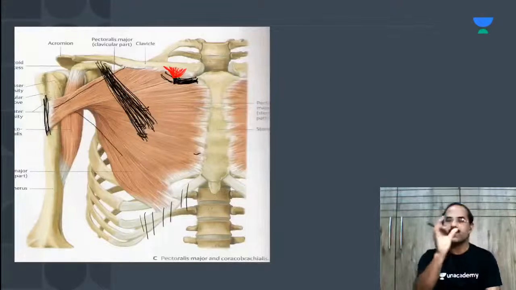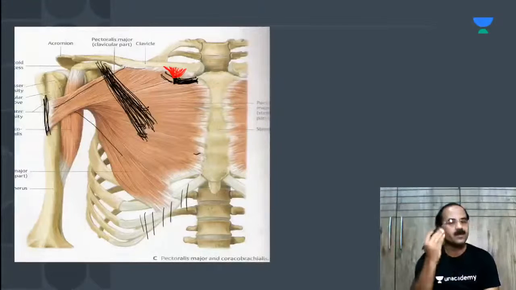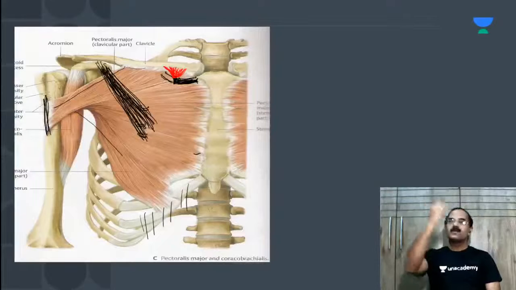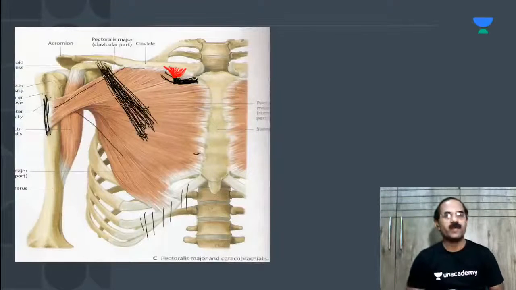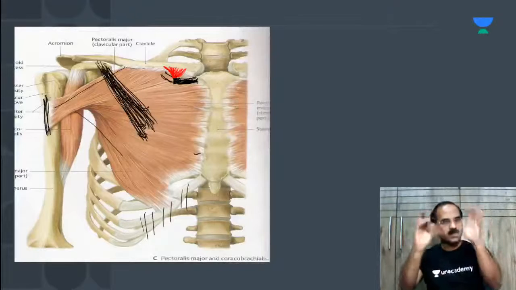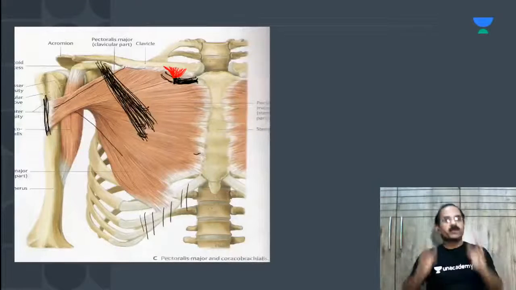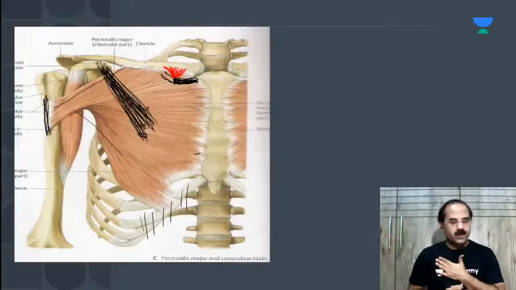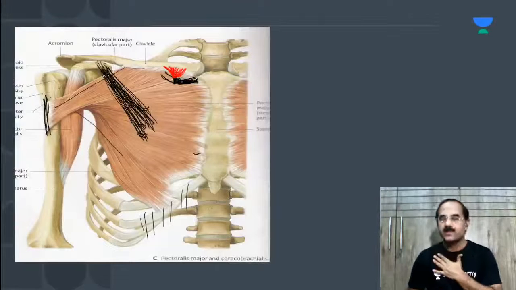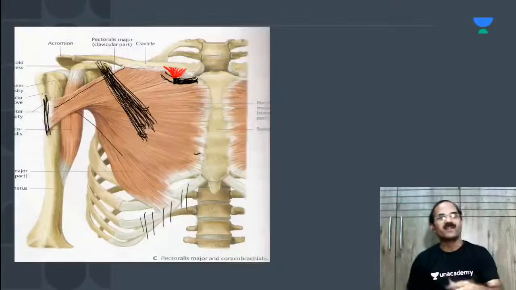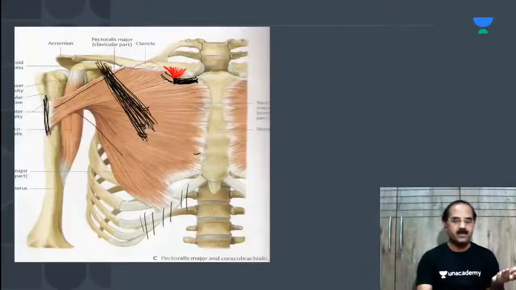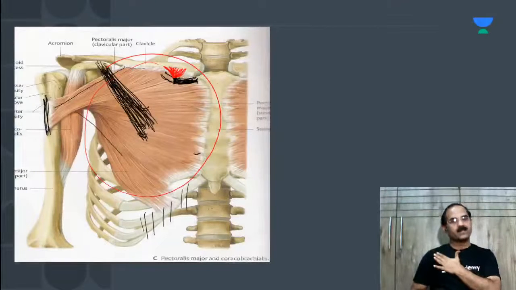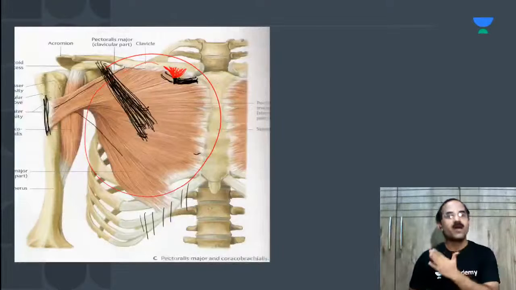From the first costochondral junction, what begins is the subclavius muscle, and this subclavius muscle is inserted on the inferior surface of the clavicle, therefore known as subclavius. Okay, so now we've got three muscles here. One is the pectoralis major, the second is the pectoralis minor, and the third one is the subclavius. Together these three muscles are going to form what for the axilla? It is going to form the anterior wall of the axilla.